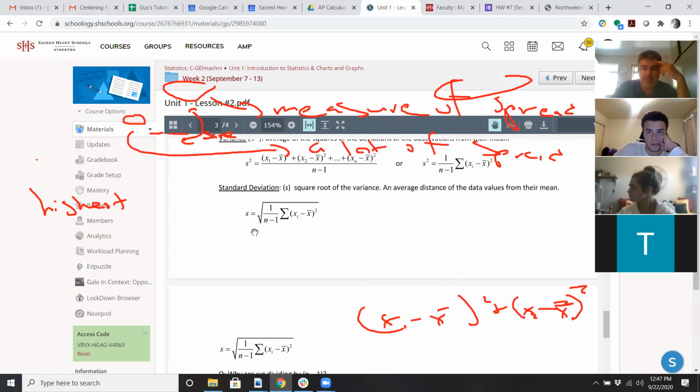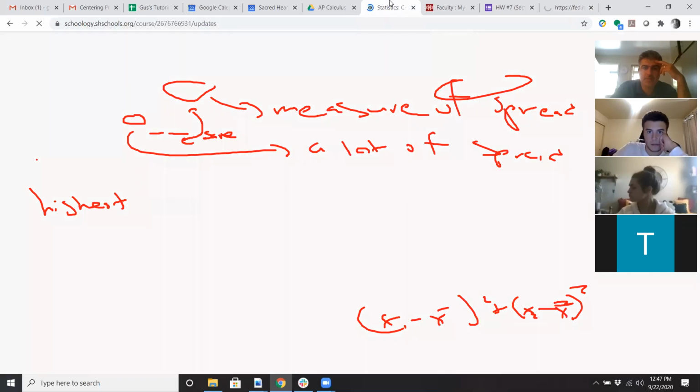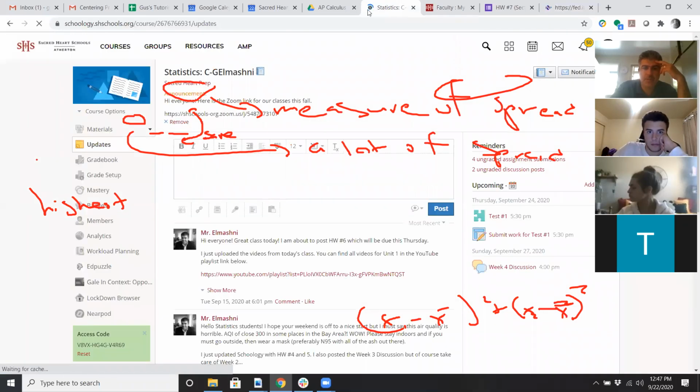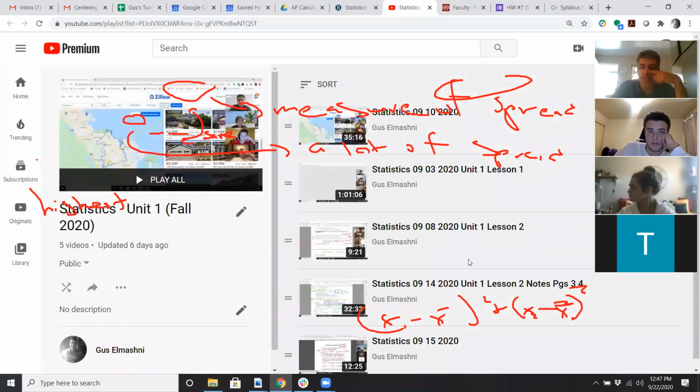So remember, we calculate that over here. And if I go to updates and click on this, I do label it. So unit 1, lesson 2. Please click on that. And I do discuss that, on pages 3 through 4, actually. I think you want to click on that one. So if you need to rewatch stuff, you totally can. Or you can go to the electronic textbook.